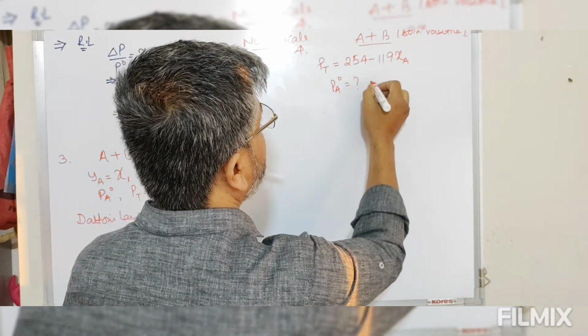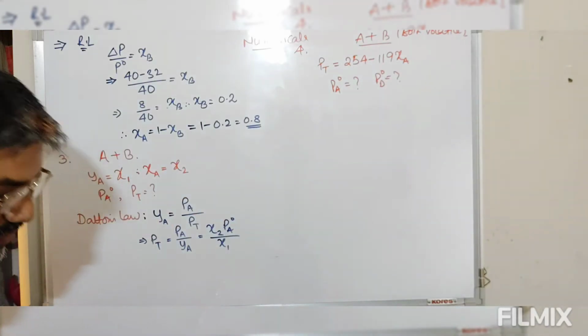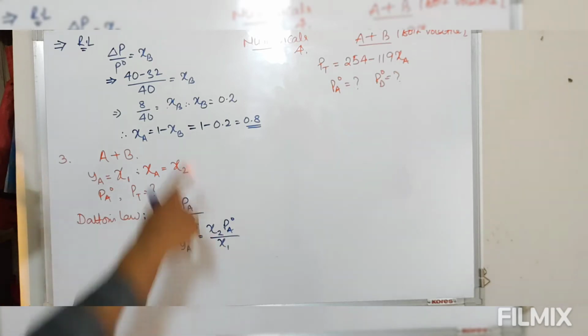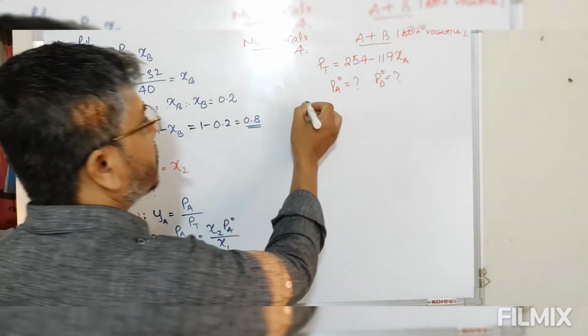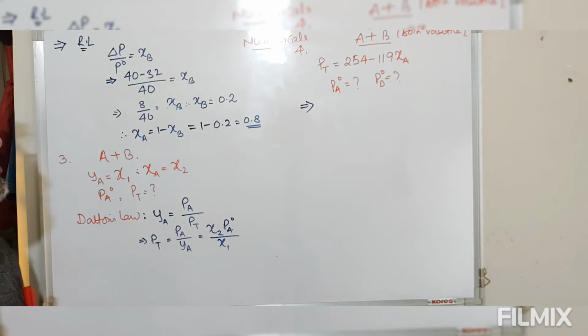PA naught equals what? PB naught equals what? So we have a solution of A and B, both are volatile. The total pressure of the solution is given by this formula. Now we have to find the vapor pressure of pure A and pure B. Let's see how to solve this. Total pressure is given, mole fraction is given, and we have to find the values for A and B.